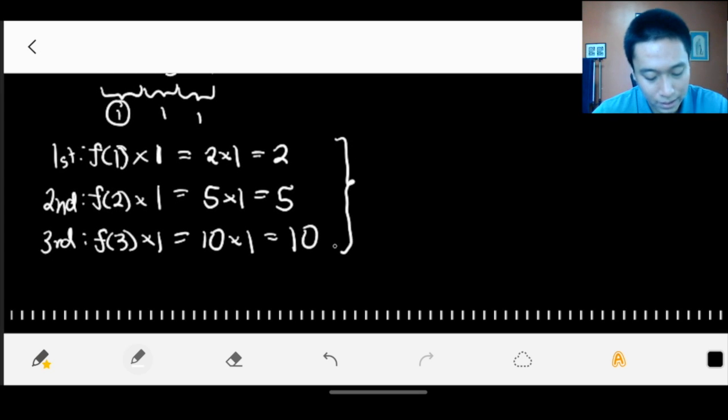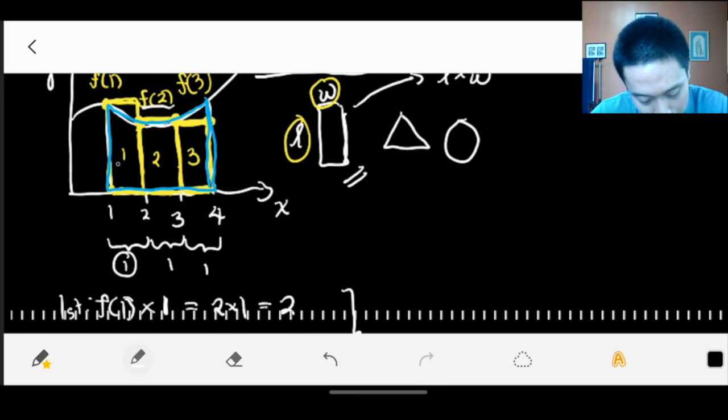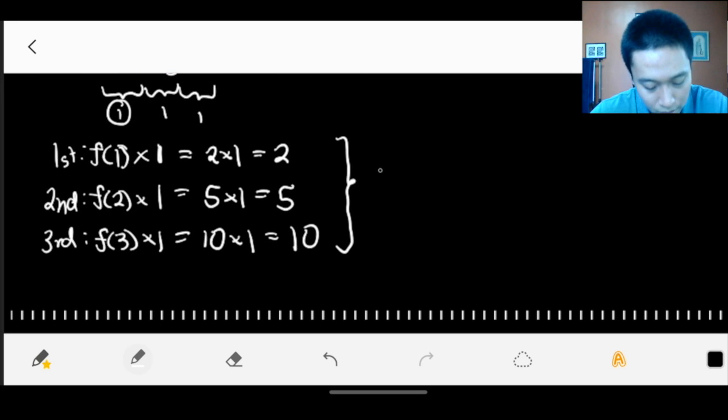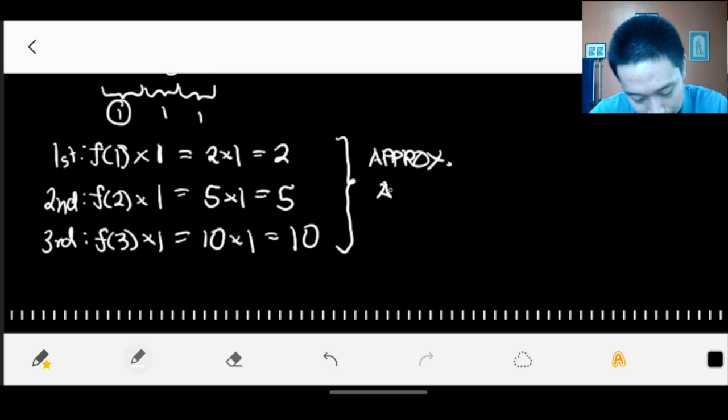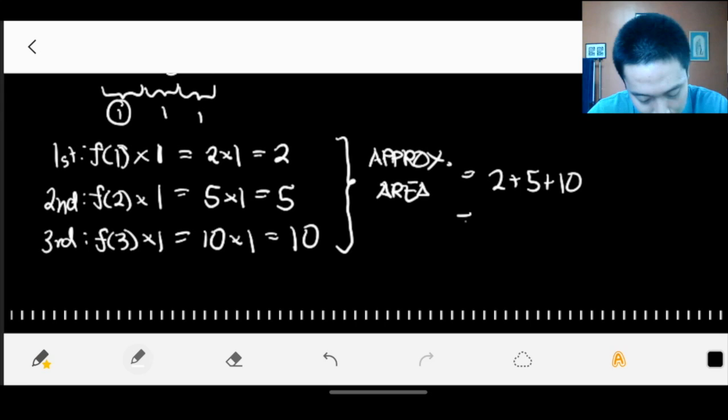So now that you have the individual areas of your first, second, and third rectangles, you add them up for your approximate area. It will be 2 plus 5 plus 10, which will be equal to 17 square units, since it's area. 17 right there. And that is your Riemann sum basically.